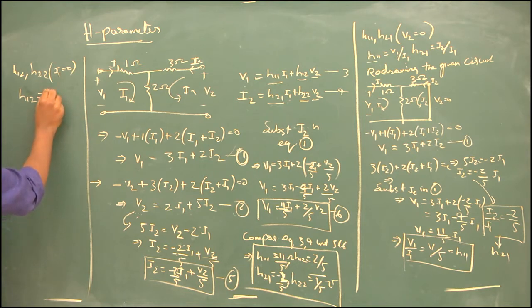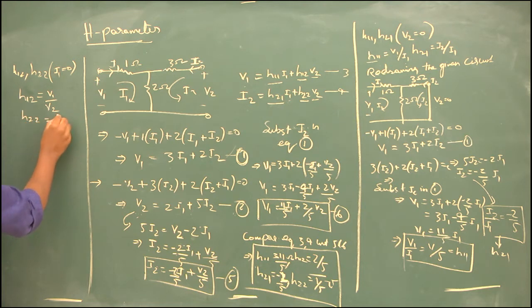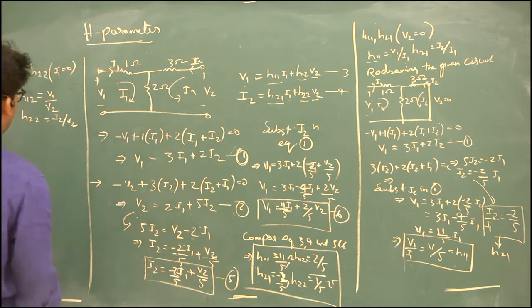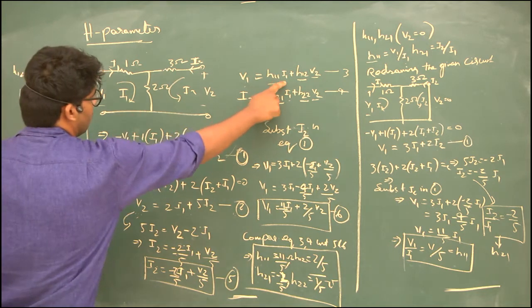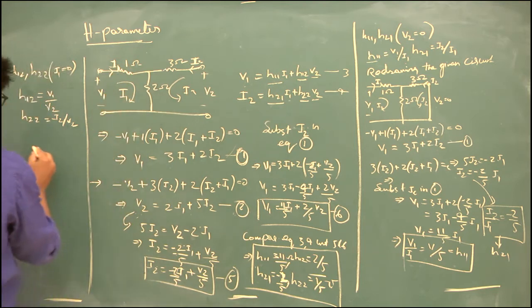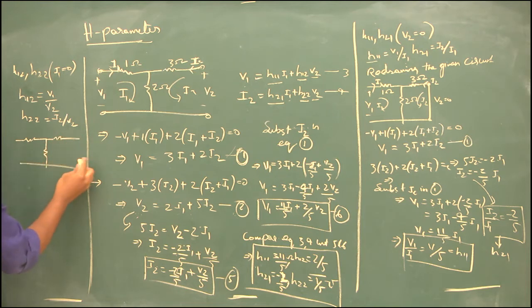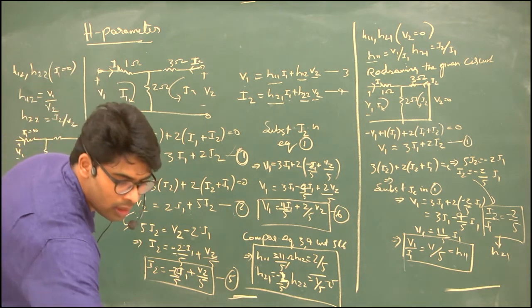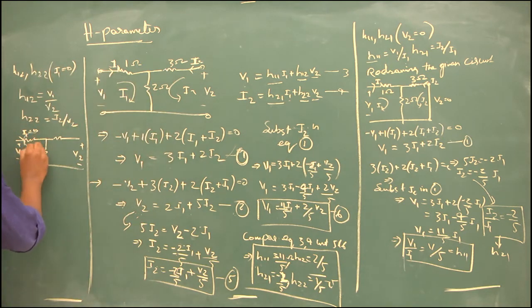equal to V1 by V2, and H22 will be equal to I2 by V2. So we redraw the circuit. After redrawing the circuit, I1 should be 0. So how will we redraw the circuit? We are having a voltage V2 and V1, but I1 is 0. So I1 is 0 means indirectly we are making this element not there in the circuit.